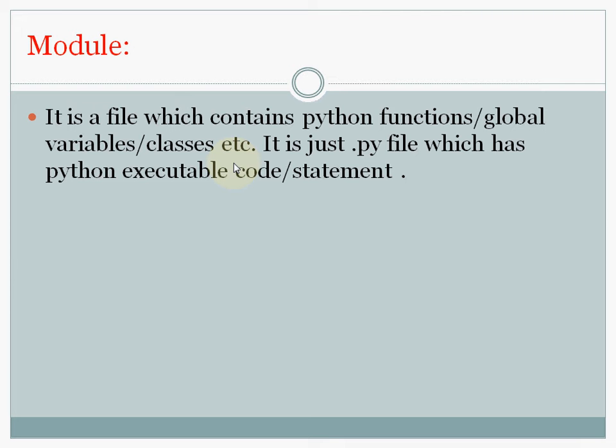Okay, it means whatever program we are making, if we save that program as a .py file, we call that a module. But whatever code we write in that Python file must be executable code, and only then can we access that module in another program. Got it?